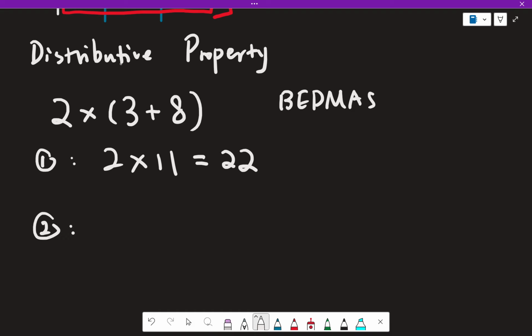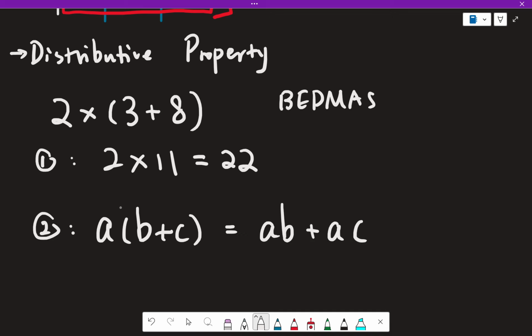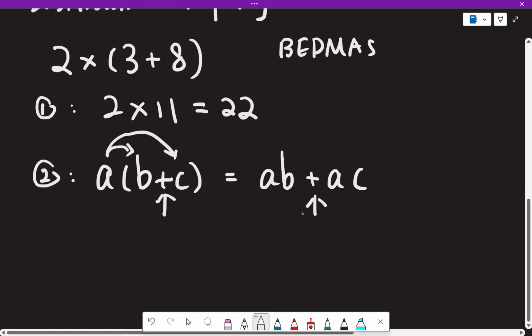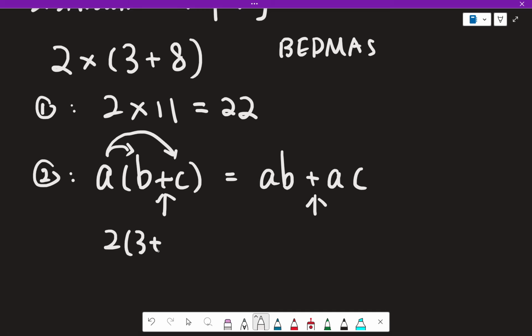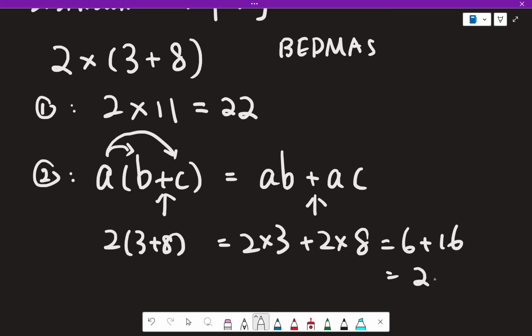But we have a second way, which is utilizing this distributive property. Distributive property says that if we have something like a times b plus c, which is equal to ab plus ac, so we can distribute this a to both terms in this bracket with the same sign separating them. So if we have 2 times 3 plus 8, which is 2 times 3 plus 2 times 8, which is 6 plus 16, which is still 22. So this is distributive property.